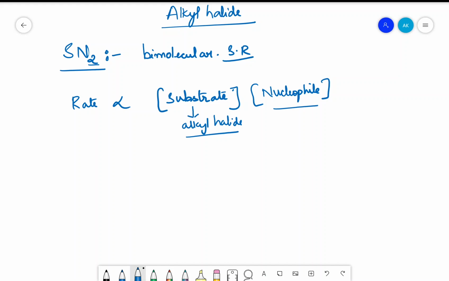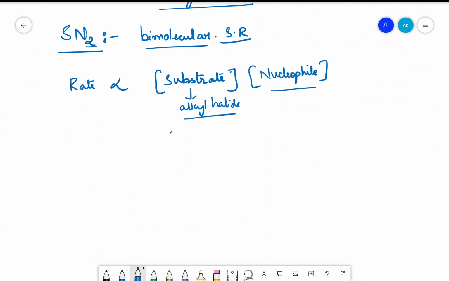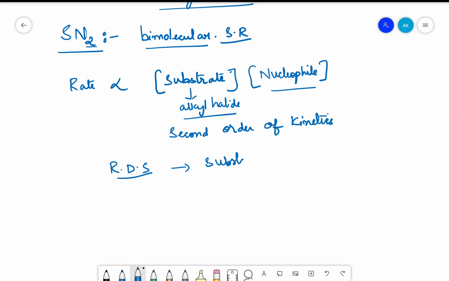And because it depends on these two parameters, it is called bimolecular, and the reaction is of second order kinetics. The rate determining step depends on both, that is substrate as well as nucleophile.